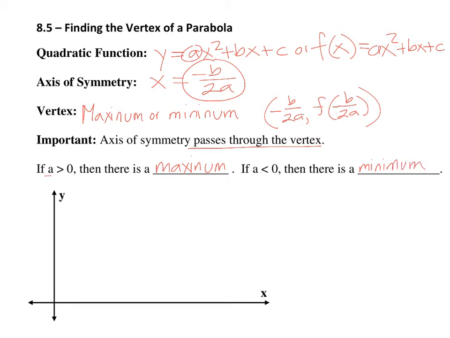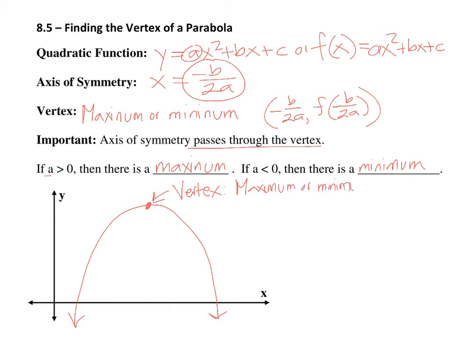Okay, so here's an example. Say I have a parabola like this. This is my vertex. And once again, your vertex is your maximum or minimum. And the vertex point, you could find it by using the axis of symmetry. The axis of symmetry is a line that divides the parabola in half. Axis of symmetry is negative b over 2a. It's that vertical line.